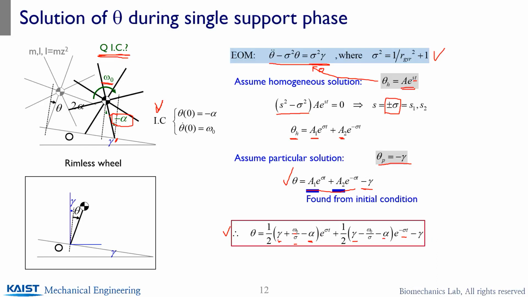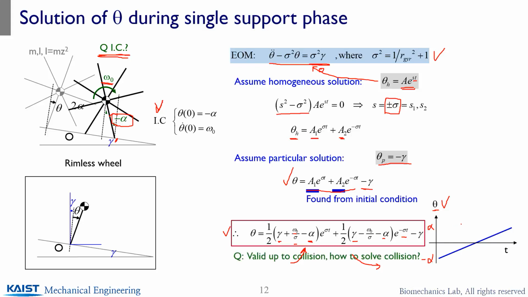How do you expect this function will look like? Okay, so this one has exponential increase, and this one has exponential decrease with the minus exponent. So if you sum them up, your theta will look like just a monotonic increase starting from minus alpha up to alpha right before collision. And this does make sense because if the Rimless wheel is rotating, maybe this angle is getting smaller and going to the upright, perpendicular to the slope, and just falling forward. So it's pretty much a reasonable solution.